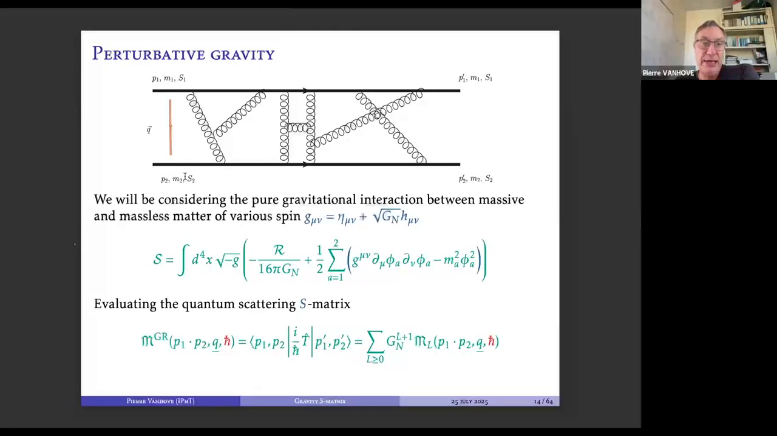So the idea is, this is a graph here. For example, here I have two lines. I have an object that has a momentum P1, mass M1, spin S1, okay? Another massive object of momentum P2, mass M2, spin S2, that exchanges gravitationally. So this is only gravitons.